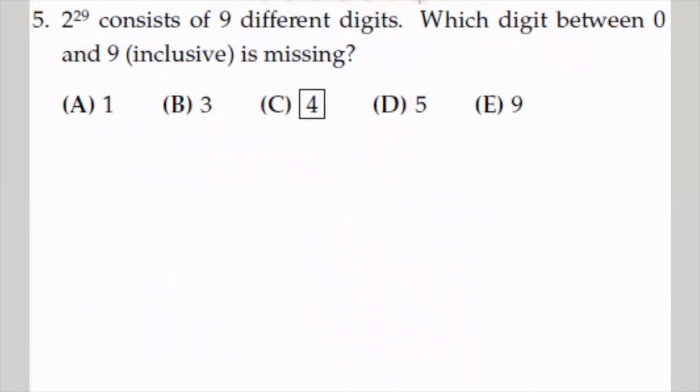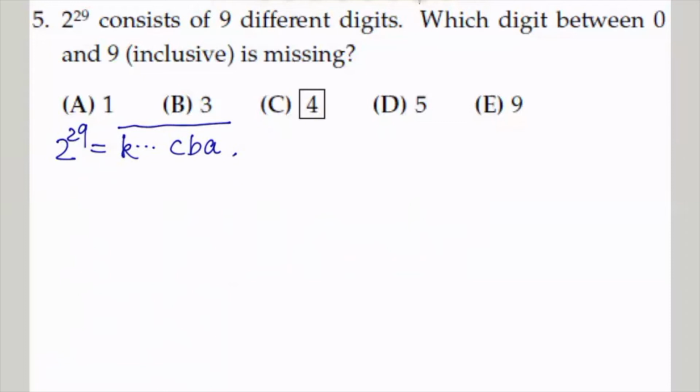We want to look at 2 to the 29th, its digits. We were told that it has 9 digits. Let's use A, B, C, dot, dot, dot, and K to represent the 9 digits. A is the unit digit, B is the 10th, and C is the 100th digit. Okay, and we were also told that the 9 digits are different.